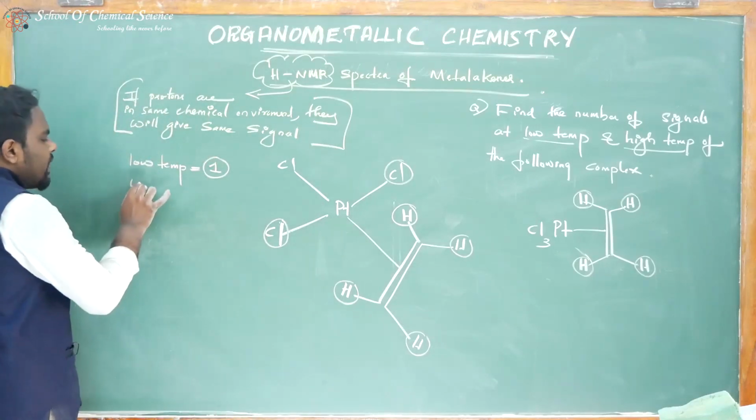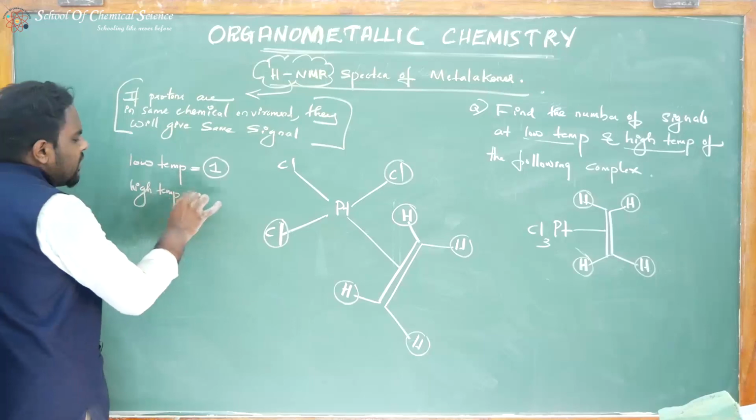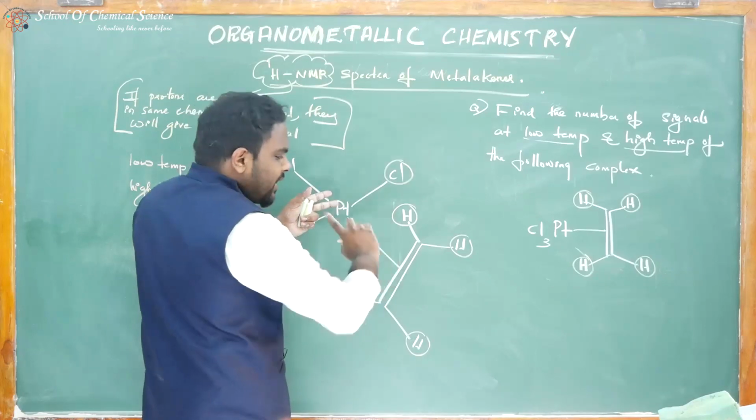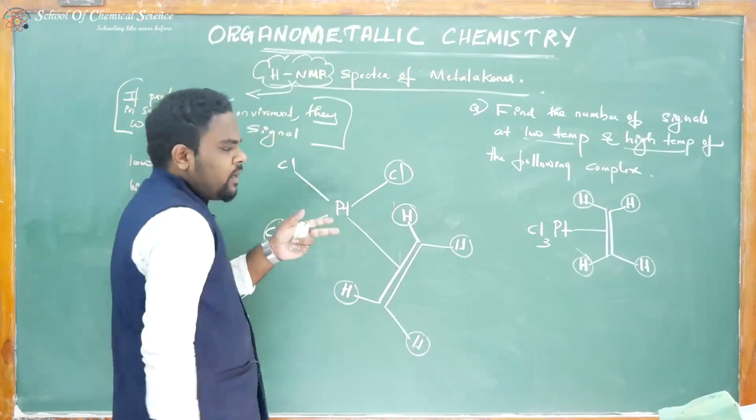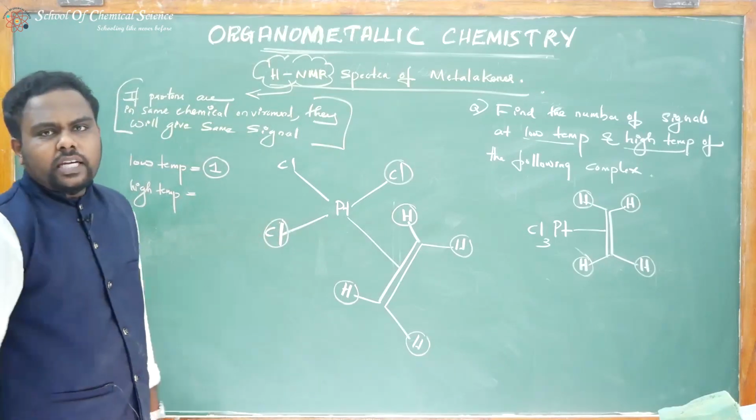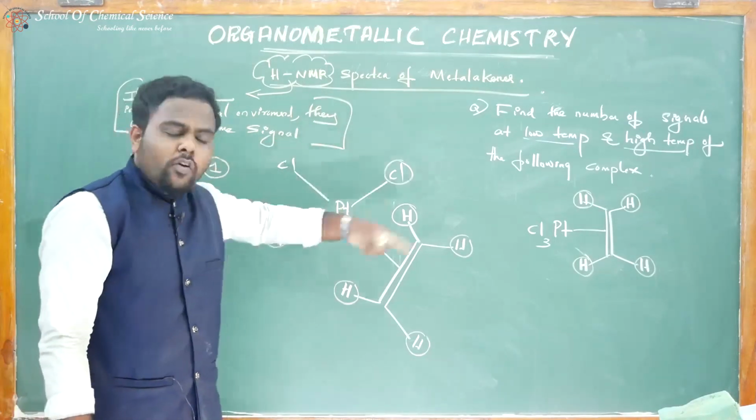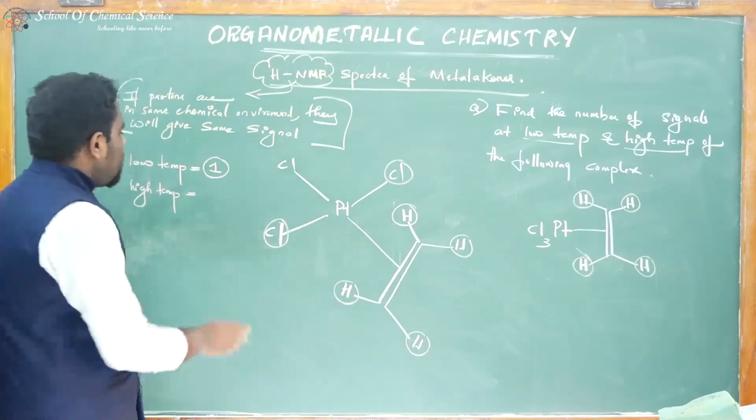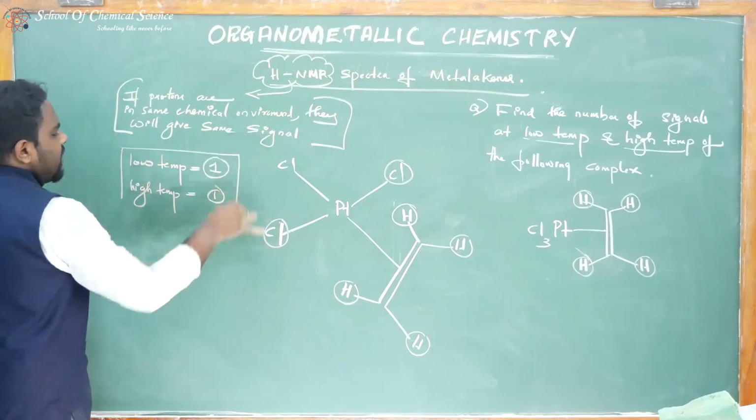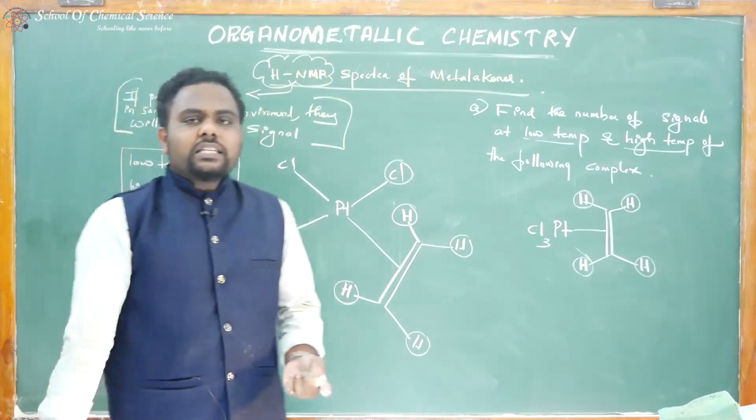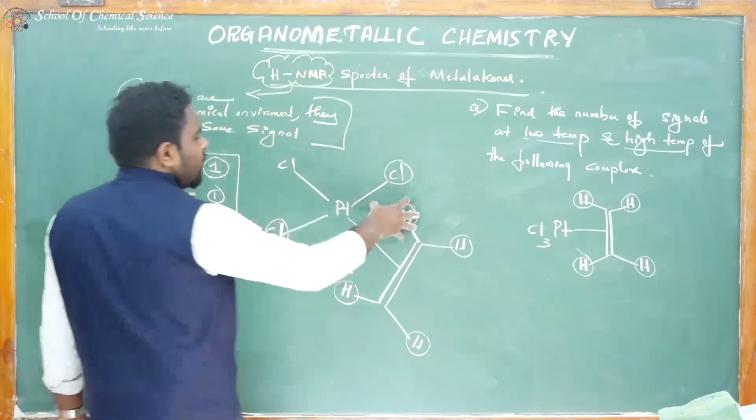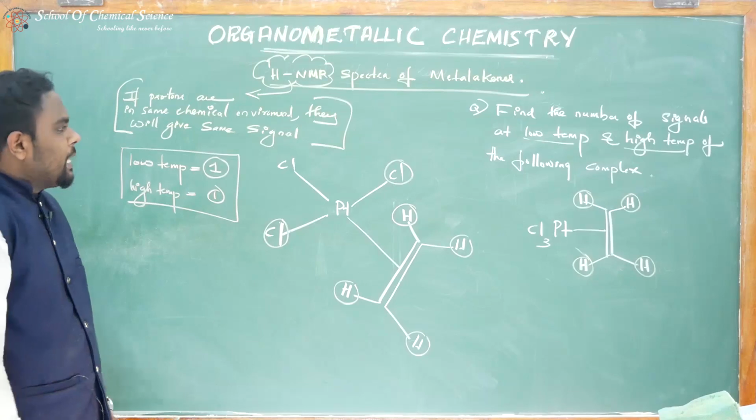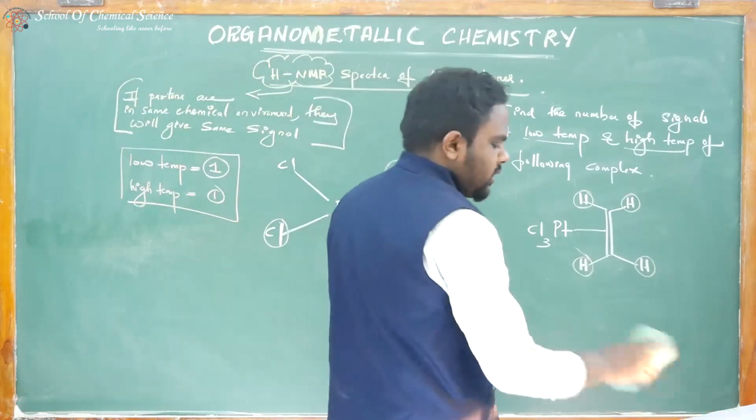Then at high temperature, only 1 difference. This platinum-alkene sigma bond undergoes rapid rotation. Due to that rapid rotation, all environments are equivalent. If rapidly rotating, the environment does not change. So then also all the 4 hydrogens give 1 signal. So this is the answer. At low temperature 1 signal, at high temperature also 1 signal, because the environment of all the hydrogens is the same. Okay, then write the next question.